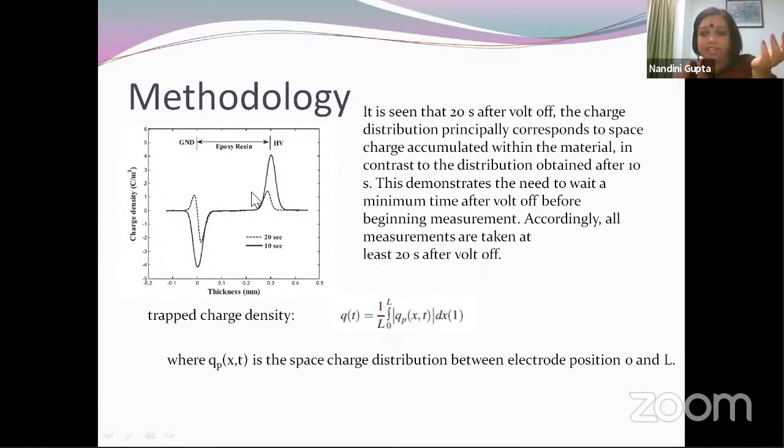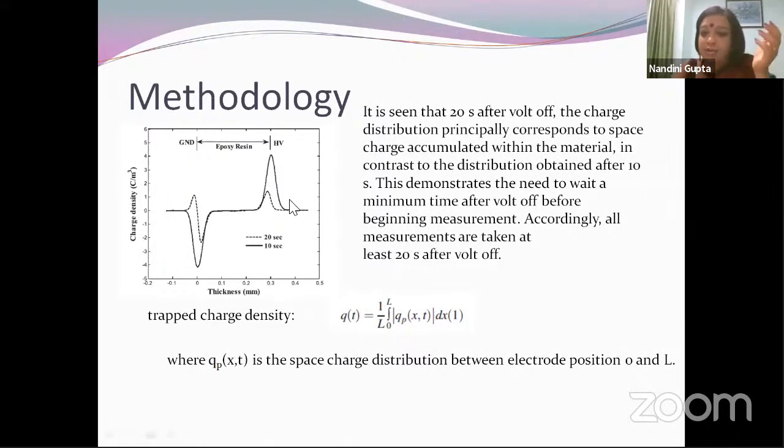So same polarity charge is accumulated, and there is no charge accumulation in the epoxy resin. The reason I'm showing you this particular measurement is that you can see a measurement at 10 seconds and a measurement at 20 seconds, and the nature of charge distribution has changed. This is because when you apply the electric field, there would be some polarization and some mirror charges present in the electrodes.